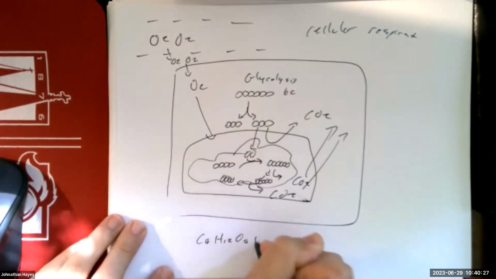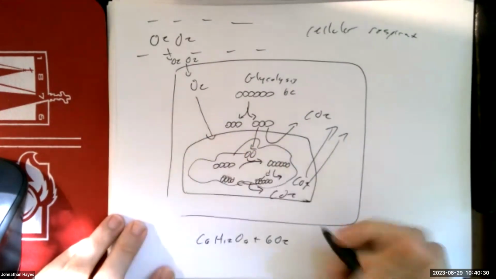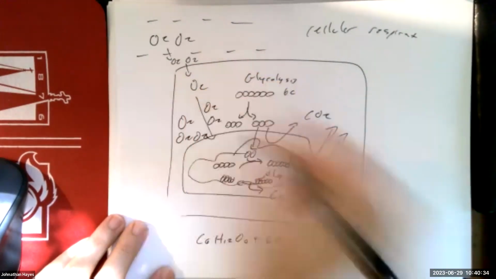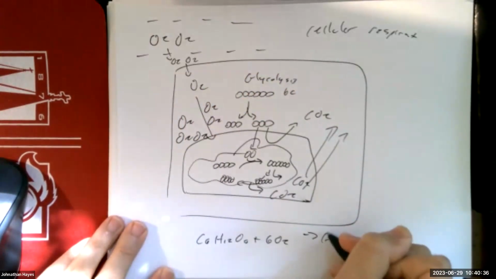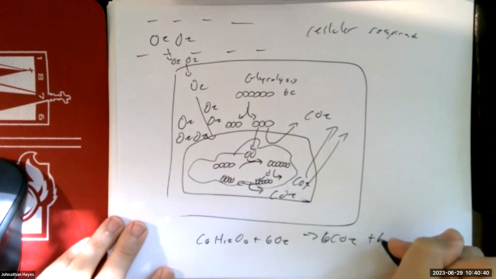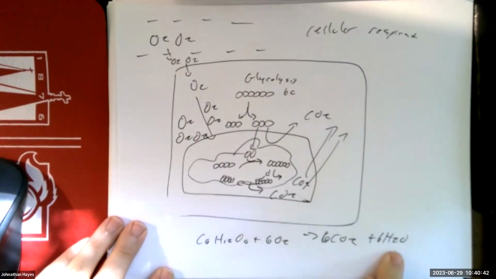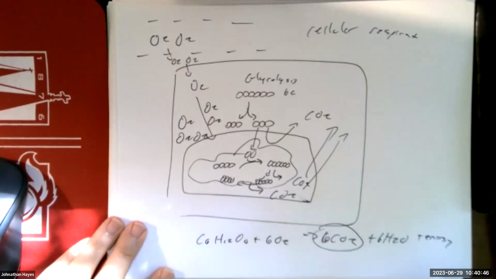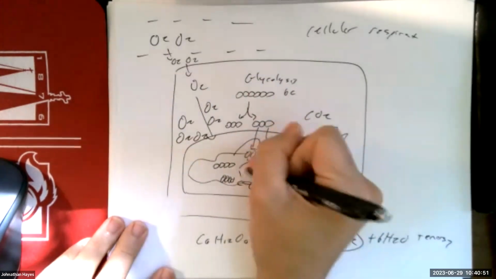C6H12O6 plus 6 O2. We need 6 oxygen molecules to do this. So 1, 2, 3, 6, right? And that's going to give us 6 CO2 from both pyruvates plus 6 H2O. That's going to form in the electron transport chain, plus energy. So where's the CO2 coming from? All coming from the Krebs cycle. It's all coming from Krebs.